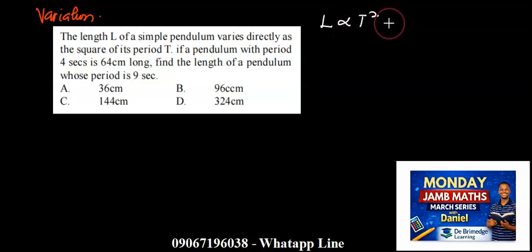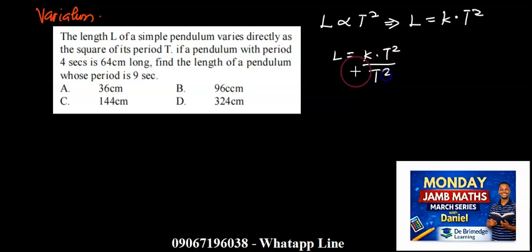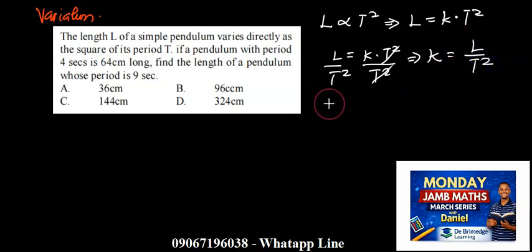Removing the proportionality sign, we're going to have it with our constant. So L is equal to K times T squared. To make K the subject of the formula, we divide both sides by T squared. We have now made K the subject, and K is now equal to what? L over T squared.